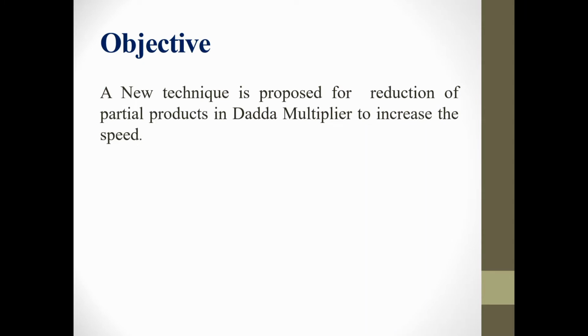So our objective is to reduce the partial products in the data multiplier to increase its speed. So here we have to think about these partial products. Why are we reducing them in order to increase the speed of the multiplier? Generally, a multiplier is an electronic circuit which is used to multiply two binary numbers. Most techniques involve computing a set of partial products and then summing the partial products together. During this process, it results in some delay which reduces the speed of the multiplier. That's why we are reducing these partial products to increase the speed of the multiplier.